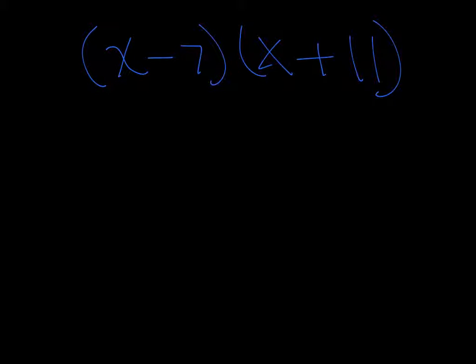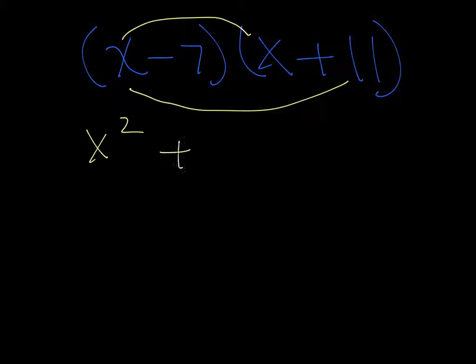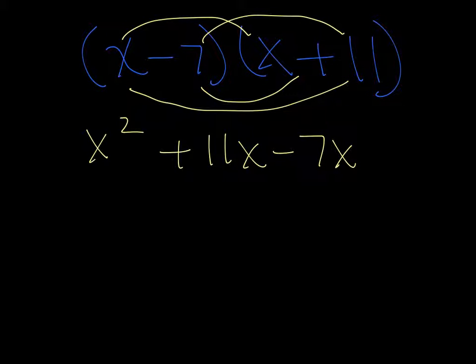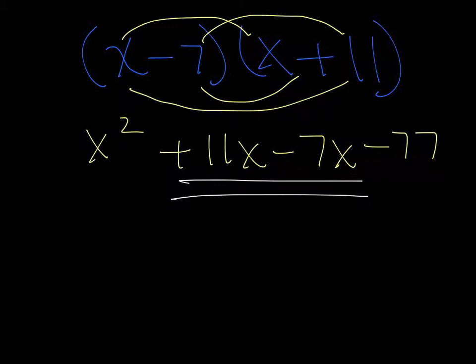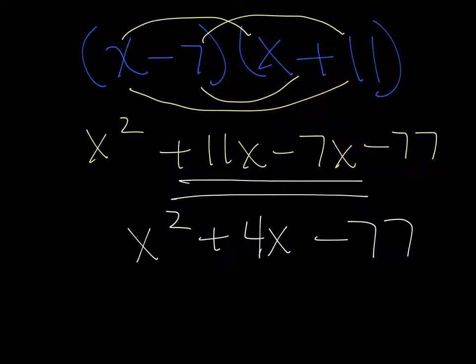All right, so what you should have had was x times x is x squared. Outer terms, 11 times x is plus 11x. Inner terms, negative 7 times x is negative 7x. And my last terms, negative 7 times positive 11 is negative 77. Okay, again, my middle two terms should line up and they should be alike. 11x minus 7x is 4x. So we have x squared plus 4x minus 77.